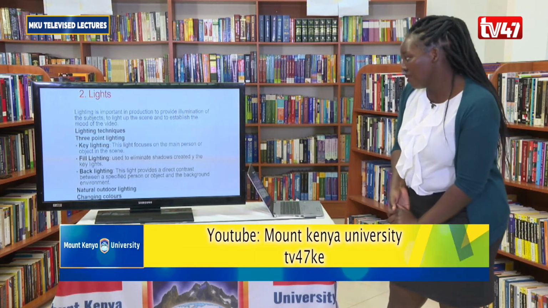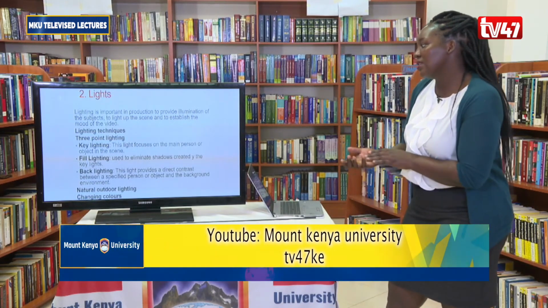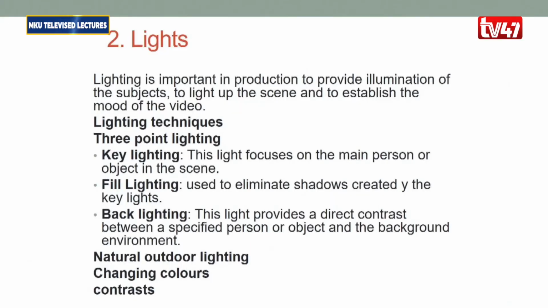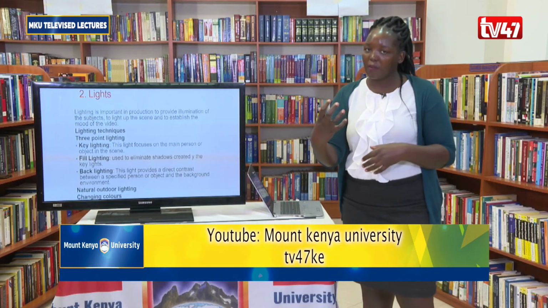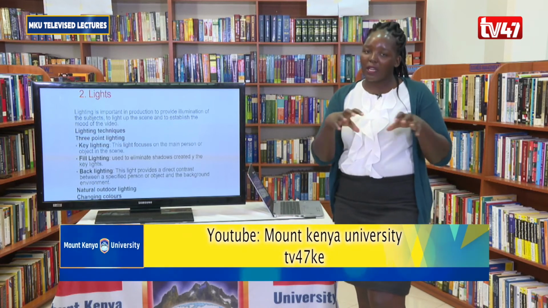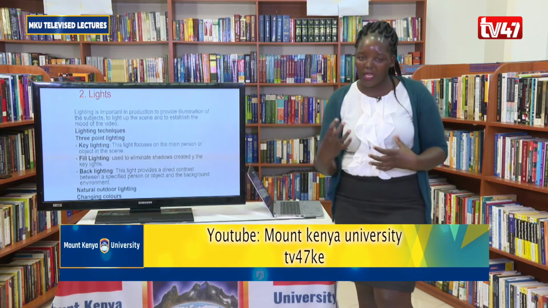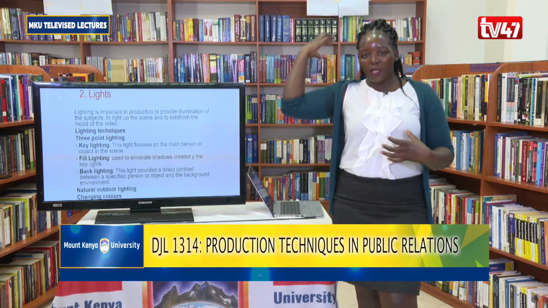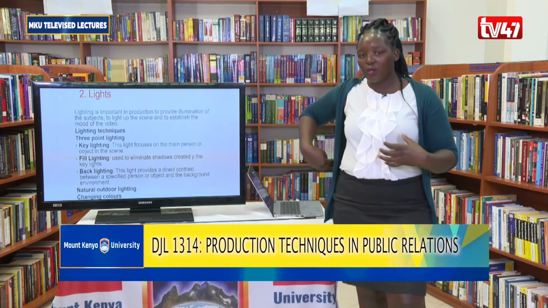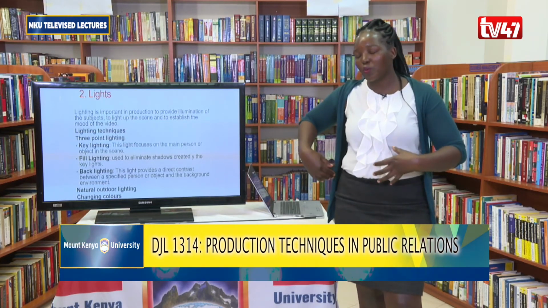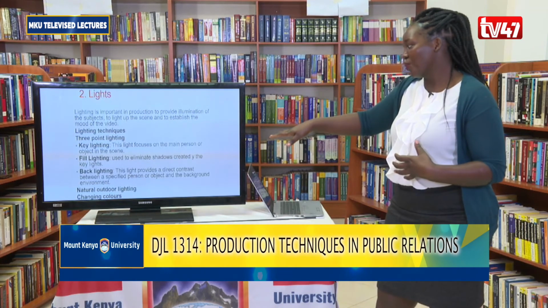And then the other one is the backlight. This light provides a direct contrast between a specified person or object and the background environment. So we have the key light focusing on the subject in the scene, and then we have the fill light to reduce or to remove the shadows created by the key light, and then we have the backlight. So the backlight is going to help you to provide a direct contrast between the subject and the background.